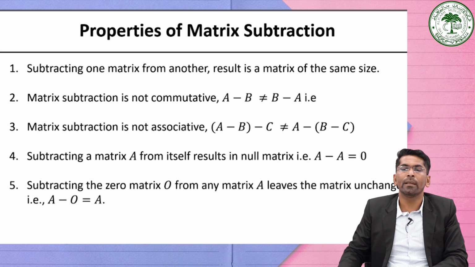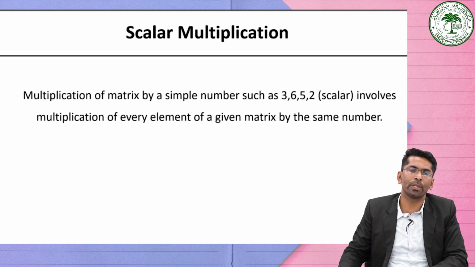The last property: subtracting the zero matrix from any matrix A leaves the matrix unchanged. For example, if we have a given matrix A and subtract a zero matrix from it, it will remain unchanged. So the result will be equal to A only. So these are the various properties of matrix subtraction.